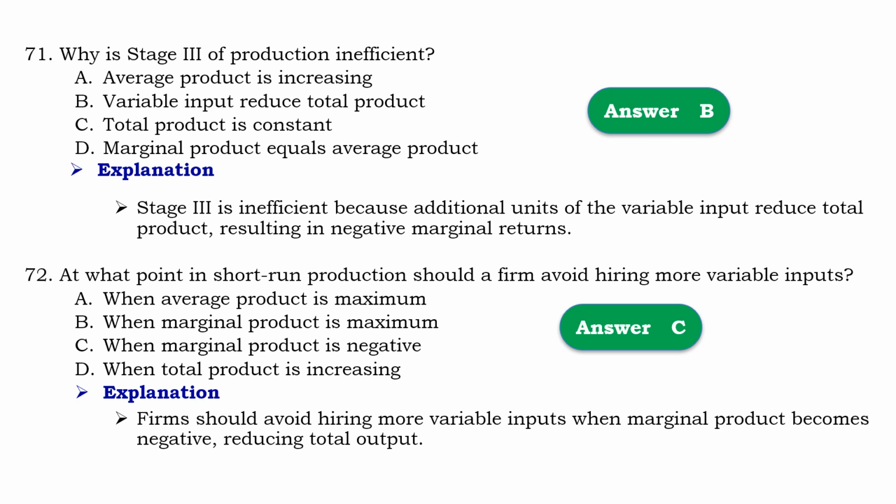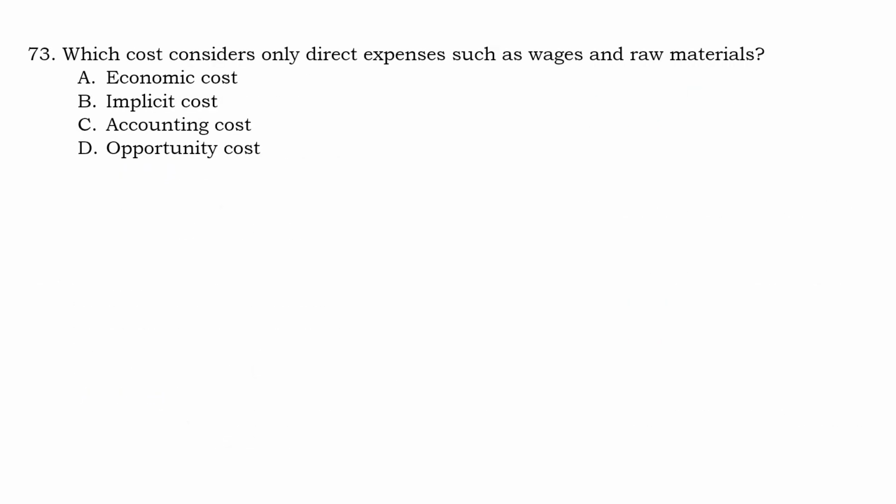Means that firm should avoid hiring more variable input when marginal product becomes negative, reducing total output. Question number 73. Which cost considered only direct expense such as wages and raw materials?